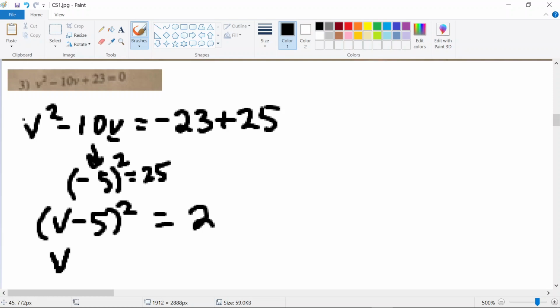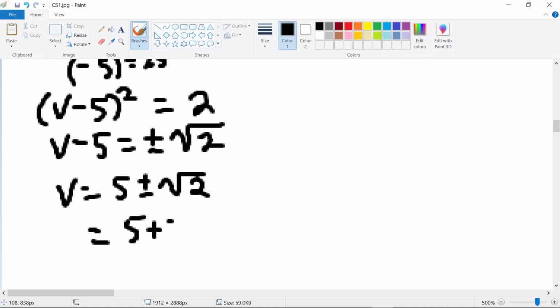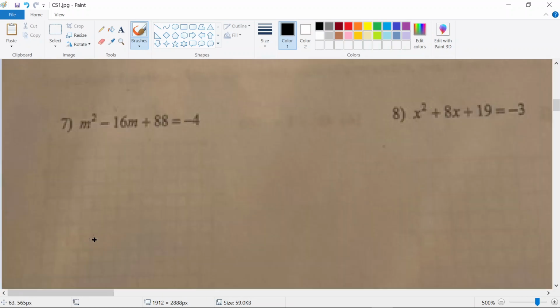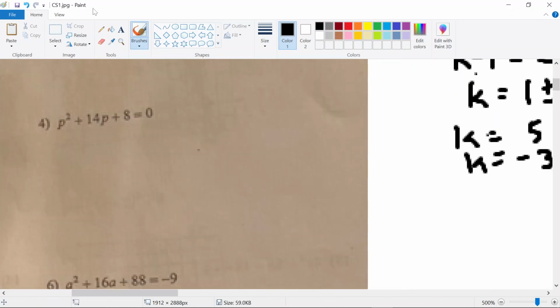Square root both sides, v minus 5 equals plus or minus square root of 2. And then I add 5 to both sides. v equals 5 plus or minus square root of 2. You can leave it like that or write them separately: 5 plus square root of 2, 5 minus square root of 2. Either way. All right, that's that one. Let me do the next one, number 4.